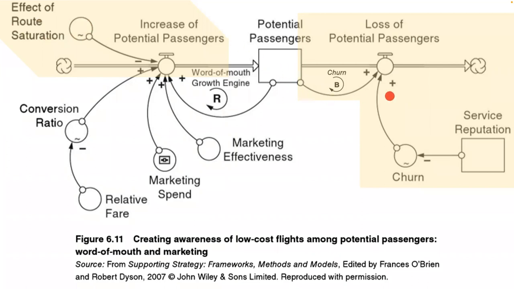You also can have churn. You can lose passengers, and so there's a balancing loop here that is pulling passengers out of this. That's going to be affected by your service reputation. If your reputation takes a hit, then you're going to increase the amount of churn. And you're always going to have some amount of churn as passengers just decide to go elsewhere. So that's another thing you can add on.